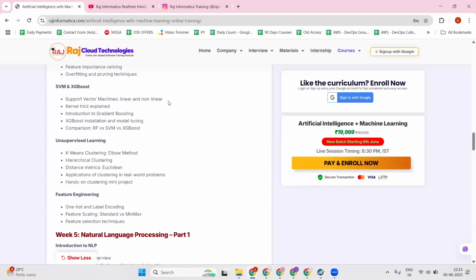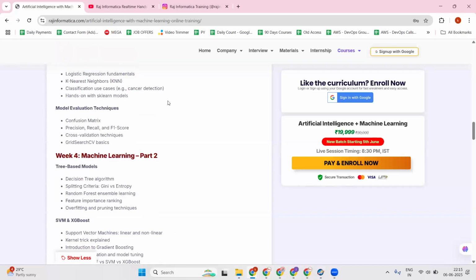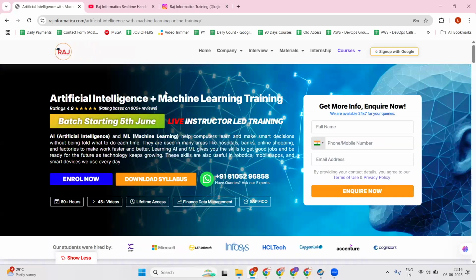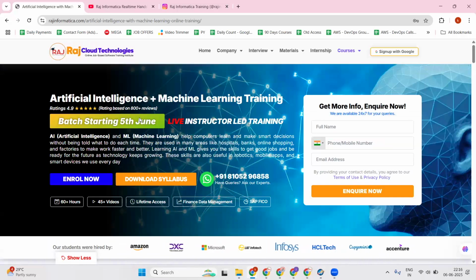Okay, so I'm just sharing my screen. Just give me a moment. Yeah. So we are in the session now. You can see my screen. So this is the page, artificial intelligence with machine learning.